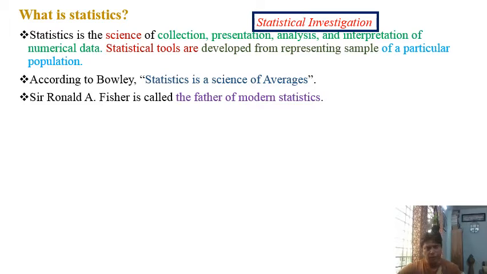We will give details about sample and population in the next lecture of this presentation. So here, we just say that the main function of statistics is to develop various tools from the sample to make decisions about a particular population. An expert of statistics, Bowley, says that statistics is a science of average. And here another thing, Sir Ronald A. Fisher is a famous person. He has great contribution in the field of statistics. That is why he is called the father of modern statistics.